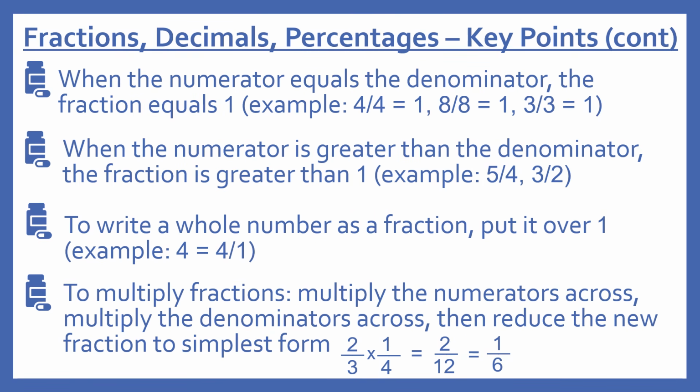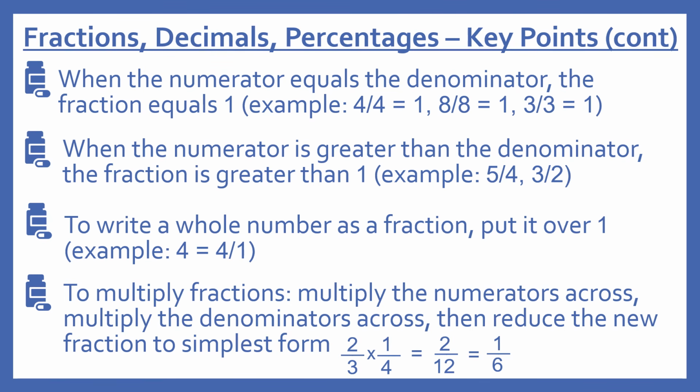When the numerator equals the denominator, the fraction equals 1. So our examples, 4 over 4 equals 1. 8 over 8 equals 1. 3 over 3 equals 1. When the numerator is greater than the denominator, the fraction is going to be greater than 1. So for example, 5 over 4 or 3 over 2 is going to be greater than 1. To write a whole number as a fraction, put it over 1. So 4 written as a fraction would be 4 over 1.